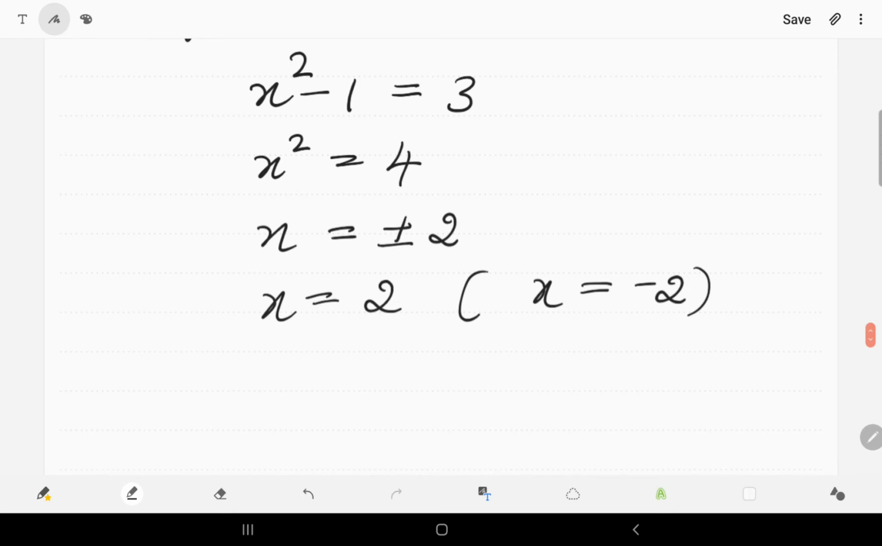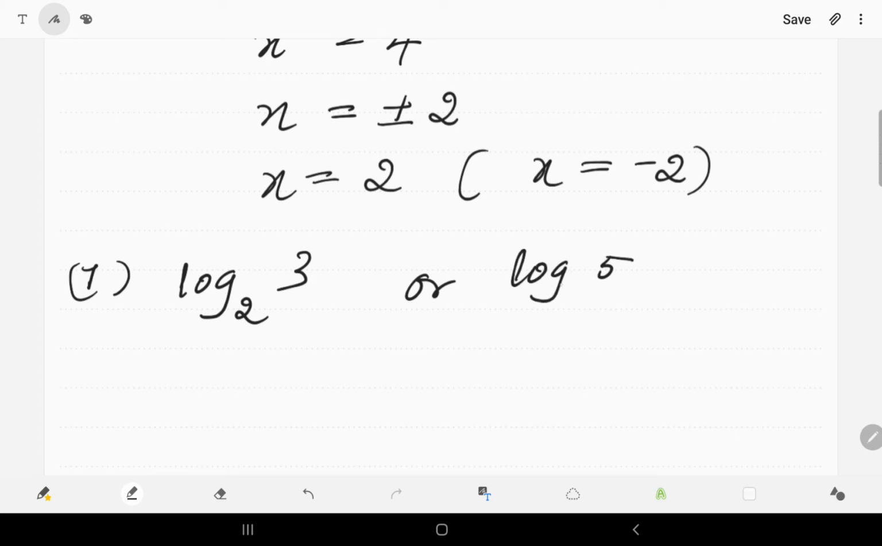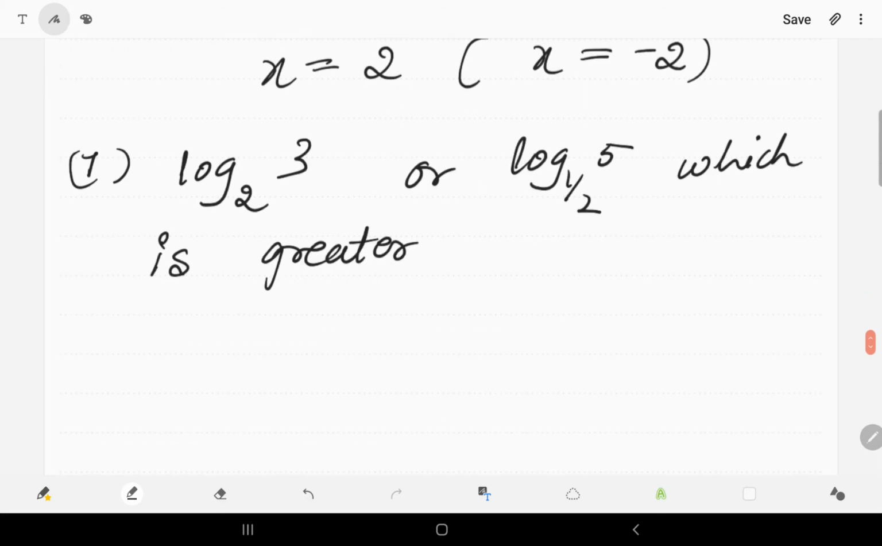Okay. Next one, seventh one. Which is greater: log of 3 to the base 2 or log of 5 to the base 1 by 2? Which is greater? For that, we find out the value of log of 3 to the base 2 and log of 5 to the base 1 by 2.